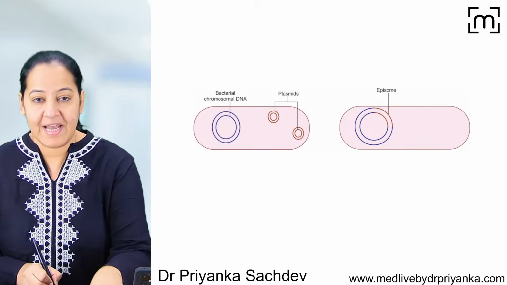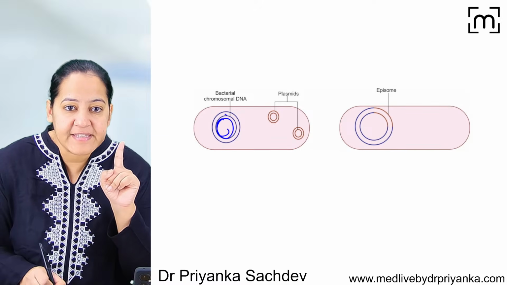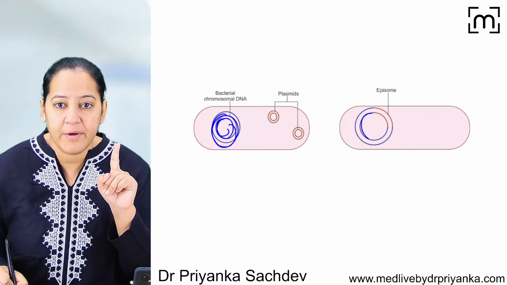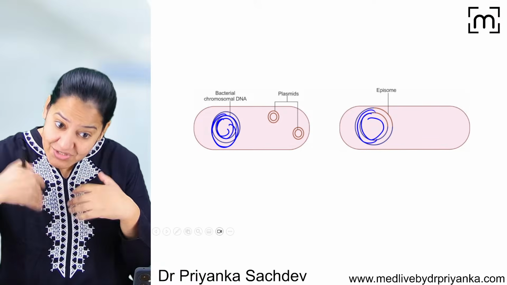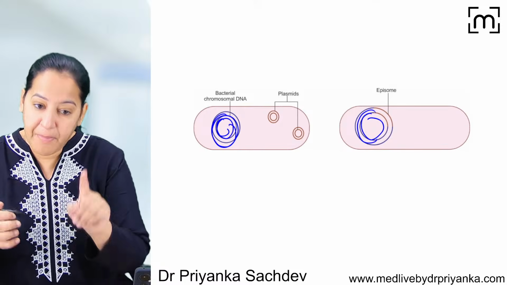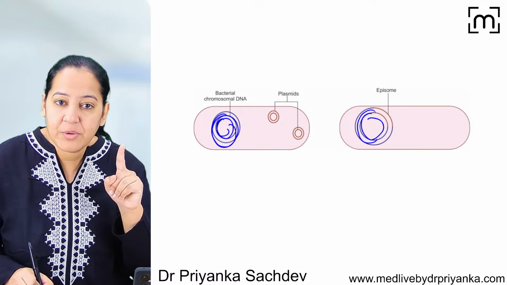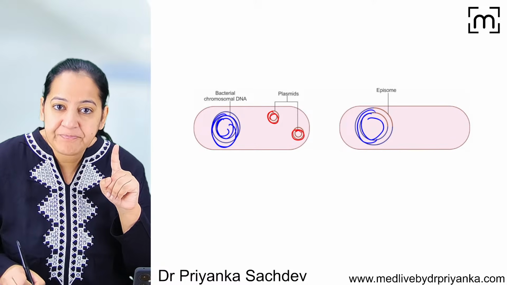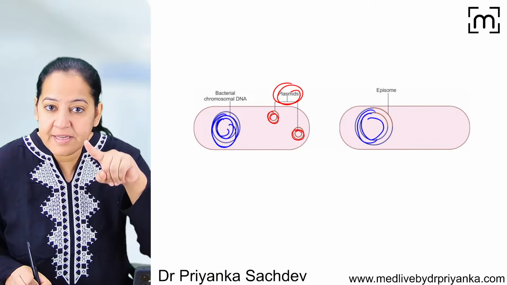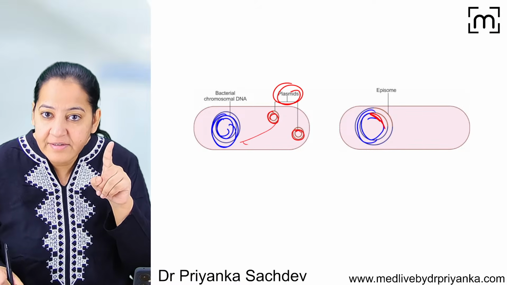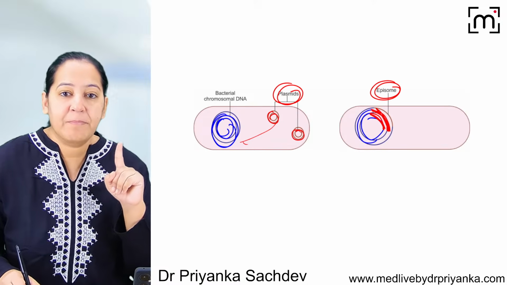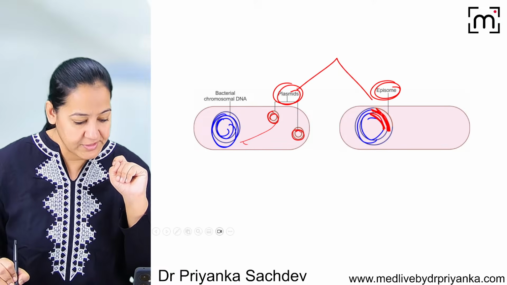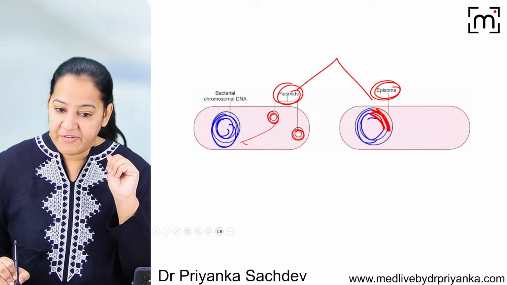Now in the bacterial cell, this is the double-stranded DNA, single chromosome. You can see here. Now what about the extra chromosomal genetic material? Apart from this chromosome, where is DNA? If it is present in the cytoplasm, it is known as a plasmid. Once it goes and integrates with the chromosome, it is known as an episome. So plasmids and episomes are the same. You got it? Everyone got it?